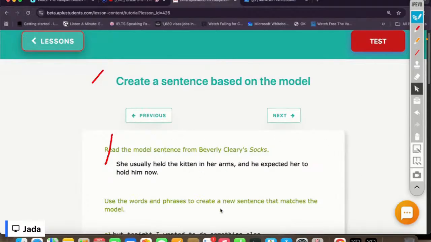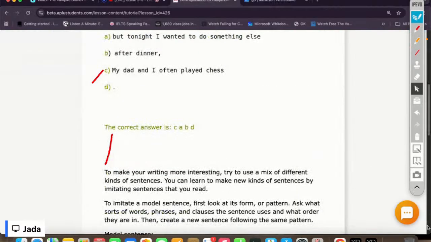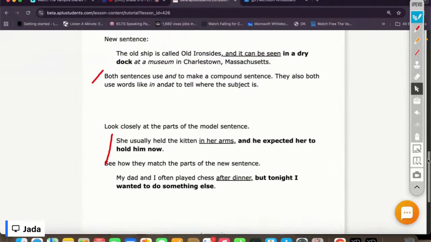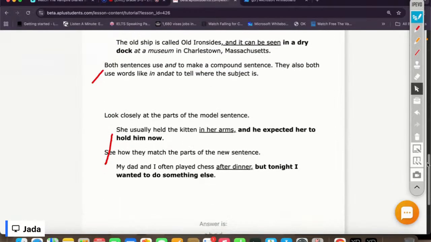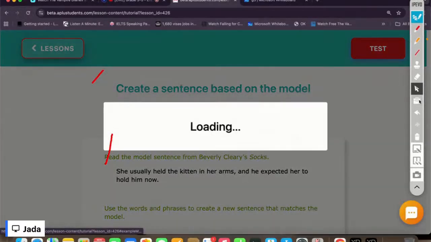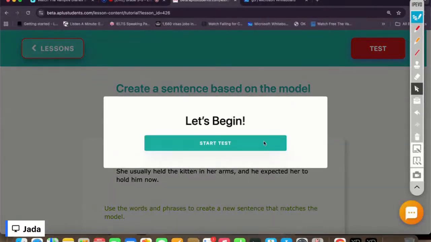So read the model sentence. She usually held the kitten in her arms, and he expected her to hold him now. So we have what as the model sentence? C, B, A, D. Okay, so let's just go to the test and then you can share your answers. Ask me if you have any questions also.